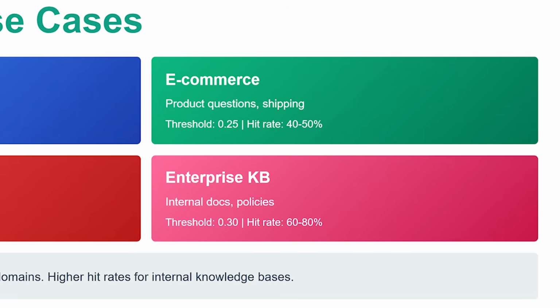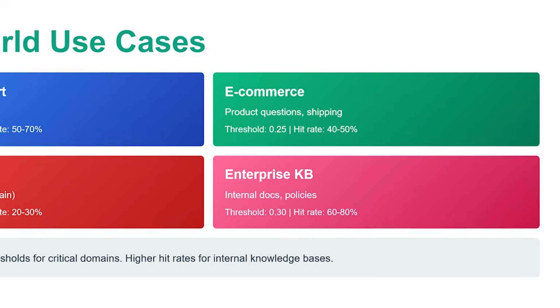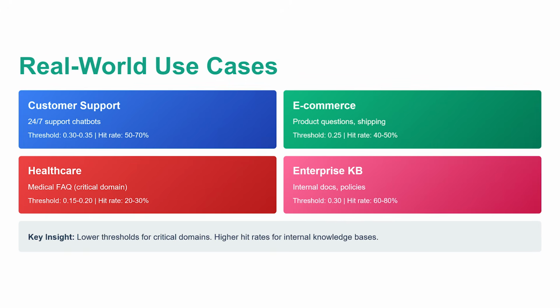And as the final use case here, enterprise knowledge bases, such as internal docs, policies, and procedures. These often have the highest hit rates, sometimes 60 to 80%, because employees ask very similar questions about the same topics over and over. The key takeaway here is that the domain dictates the strategy. Don't just copy these numbers. Think about what matters most for your specific use case, and then adjust your system based on that.